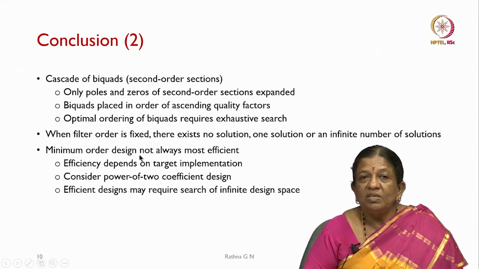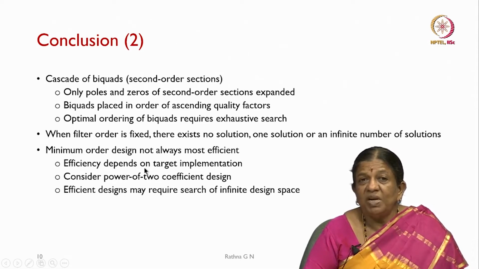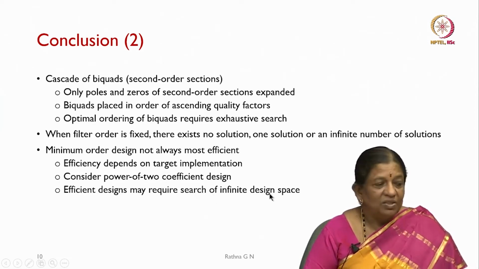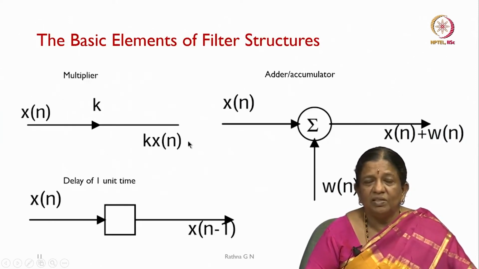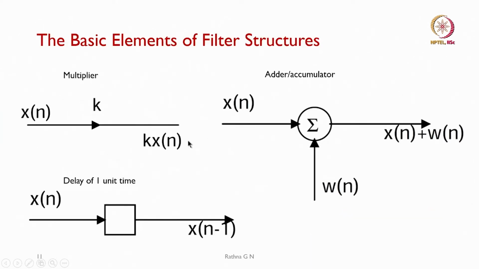So, minimum order design is not always most efficient in this case. Efficiency is going to depend on the target implementation. Consider power of 2 coefficient design always, and efficient designs may require a search of an infinite design space. So, these are the drawbacks of IIR filter design. With this, we will still be going ahead to design our IIR filter.